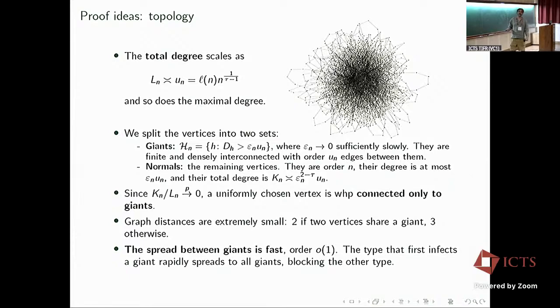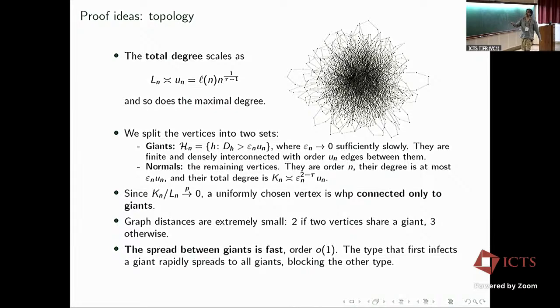So a little bit of how it goes. It's just about the topology of these networks. The total degree of the network scales in a certain way, as n to the 1 over tau minus 1. This is easy to understand, just a basic computation. And also the maximal degree scales in this way. So all the contribution to the total degree is given by the nodes with maximum degree.